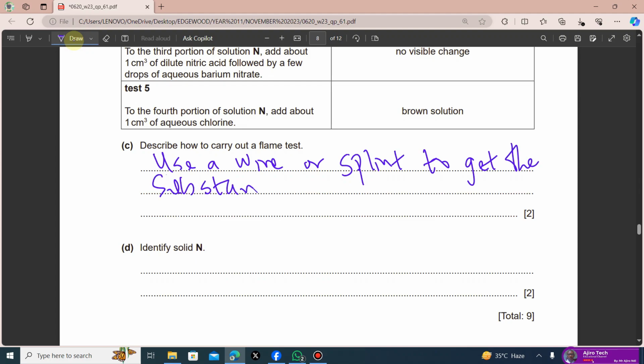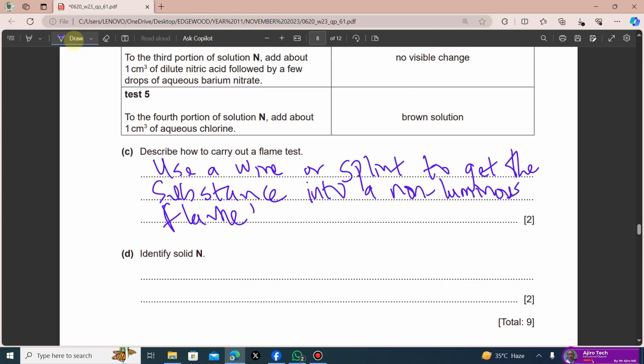Use a wire or splint to get the substance into a non-luminous flame. This has to be mentioned, right? Use a wire or splint to get the substance into a non-luminous flame. And a non-luminous flame is simply a blue flame. All right. So the color produced tells you what kind of substance it is.